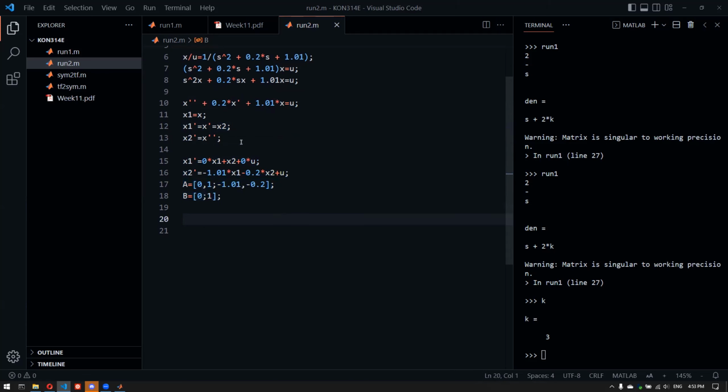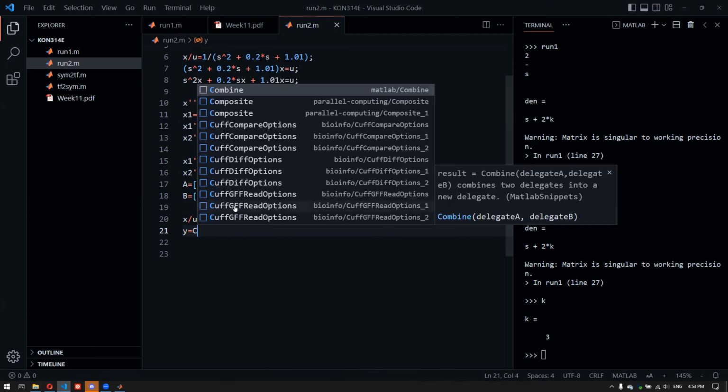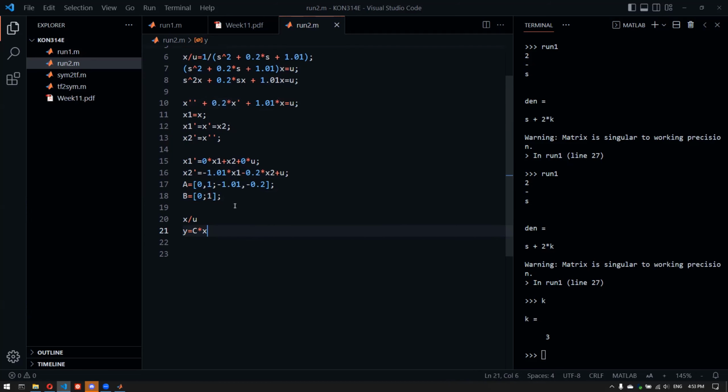Now we have x divided by u covered. What is basically the static equation that we have? C times x plus D times u.